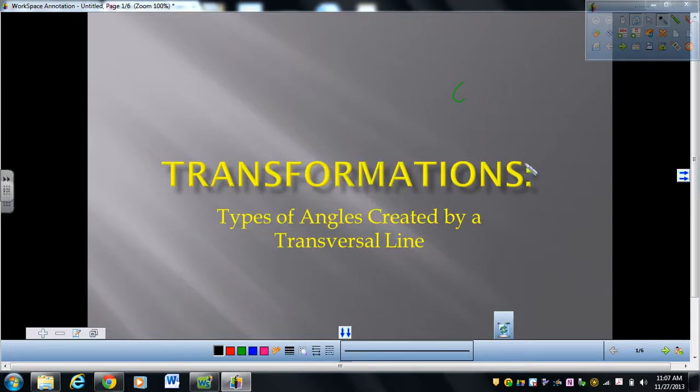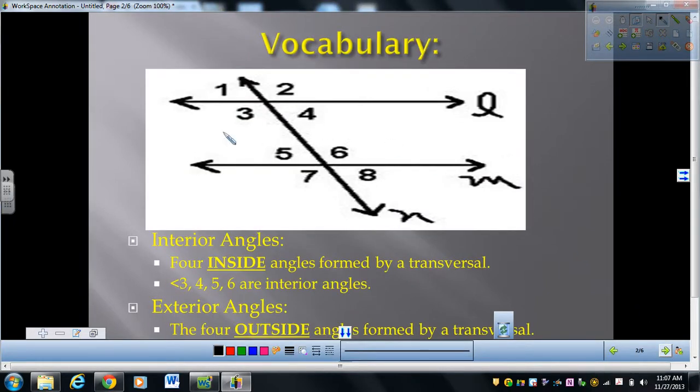Okay, today we're going to review the different types of angles that are created by parallel lines cut by a transversal line. So obviously you know that line L right here and line M right here are the parallel lines, and then line N here that goes through both of them is called the transversal line.